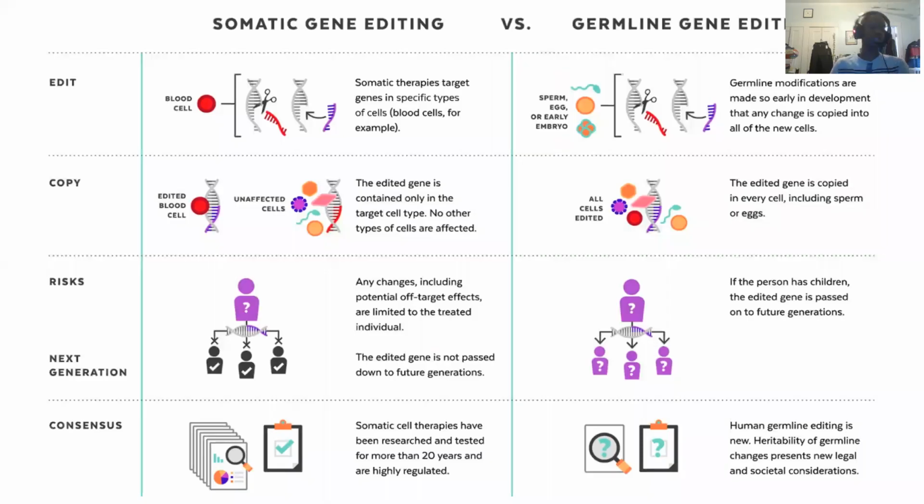Okay, so there are two types of gene editing. Somatic gene editing, which is the one my group mates were talking about, is basically targeting a specific cell in an already formed organism, and it won't have any effects on future generations. While germline gene editing has effects on future generations, and it targets the cells early in development, or like an early embryo, for example, for a human. And that brings me to my next point. Next slide.